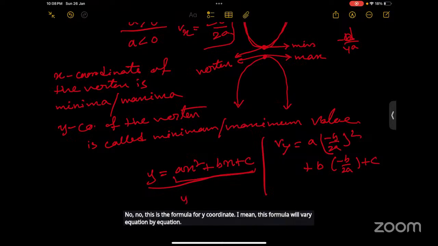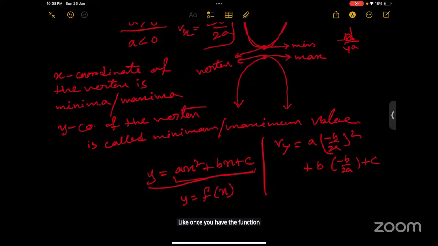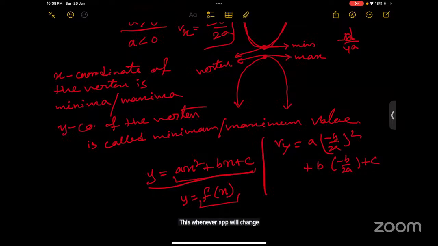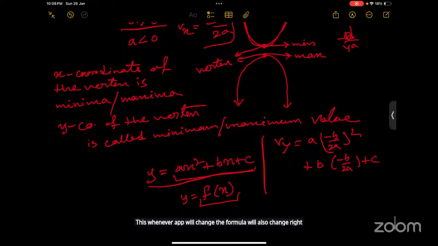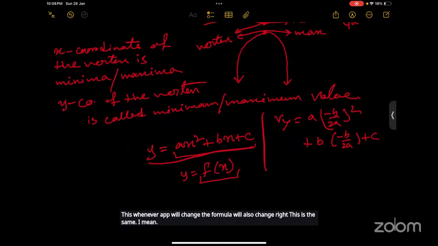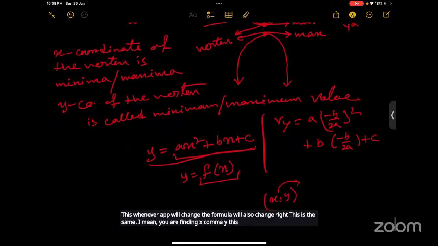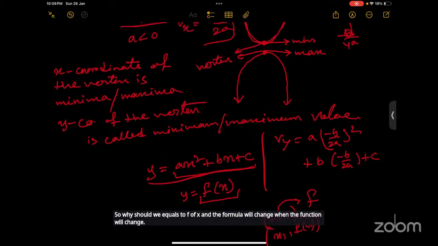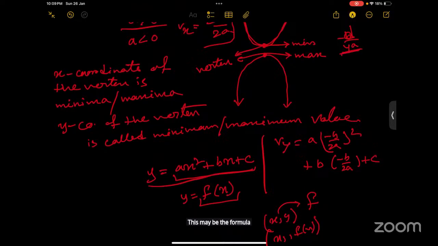Once you have the function y equals f of x, this f of x is the direct formula for the y coordinate. Whenever f will change, the formula will also change, right? You are finding x comma y. This point will lie on the graph of f, right? That means it should satisfy the graph f. So y should be equal to f of x, and the formula will change when the function will change.